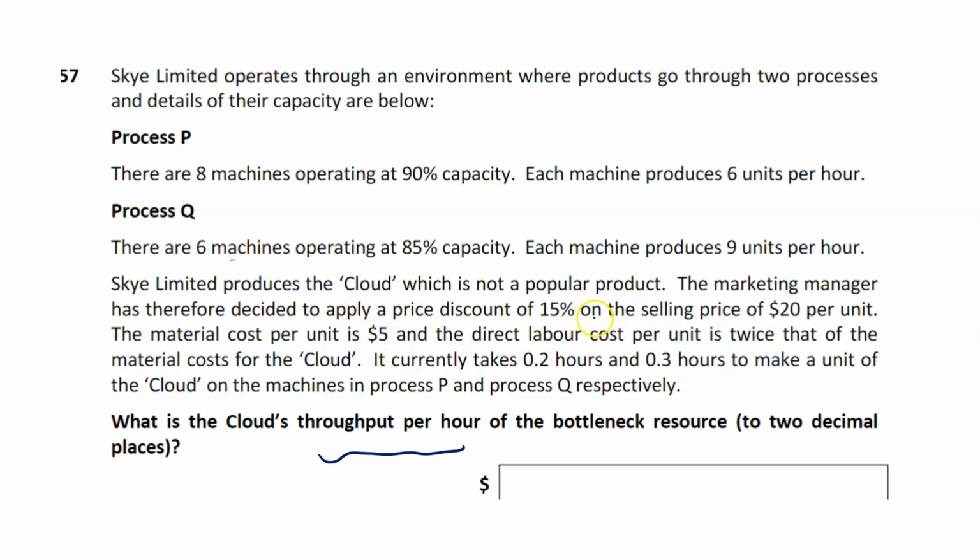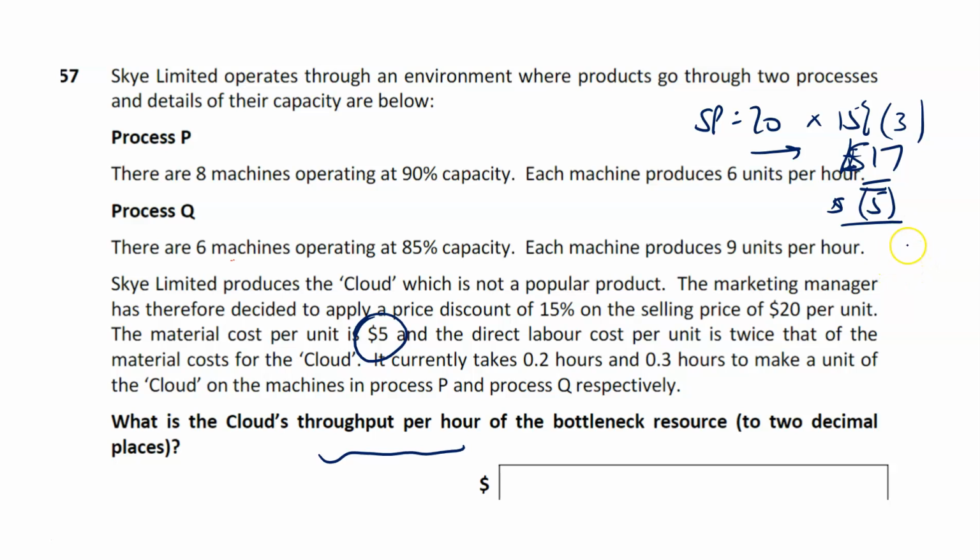It tells us that the selling price is 20, and they're going to apply a 15% discount. So 15% takes off £3 of that, leaving a selling price of 17. And then it tells us the material cost is $5. That's what we need, we're not interested in anything else. Therefore our throughput per unit is $12. And they tell us that it currently takes 0.2 hours to make an item.